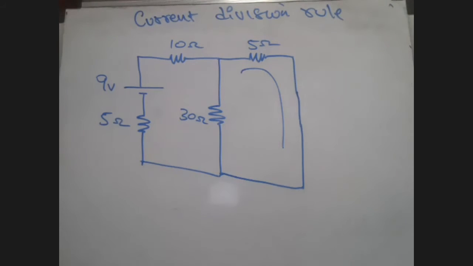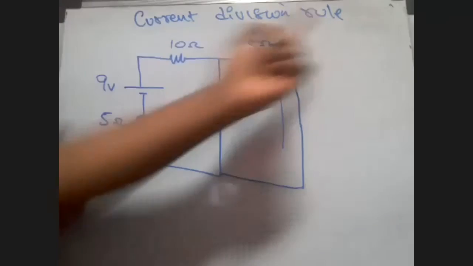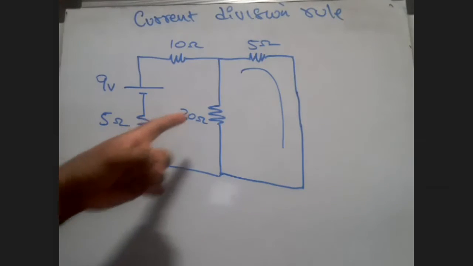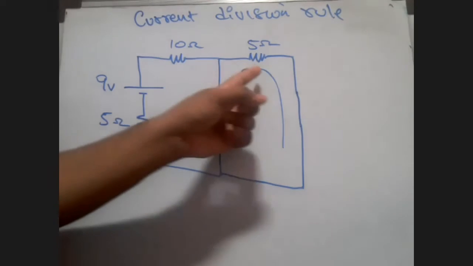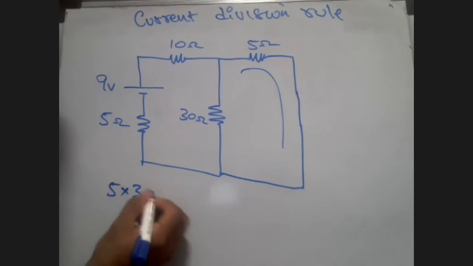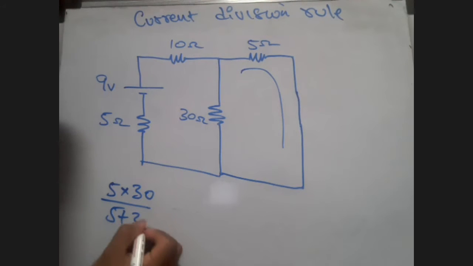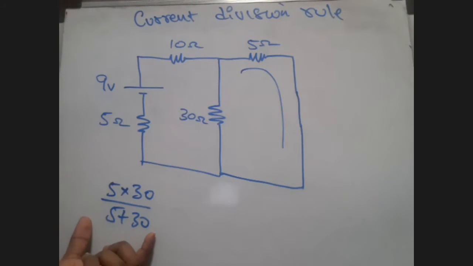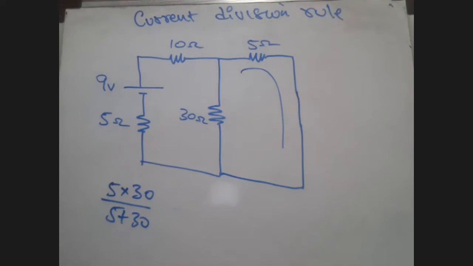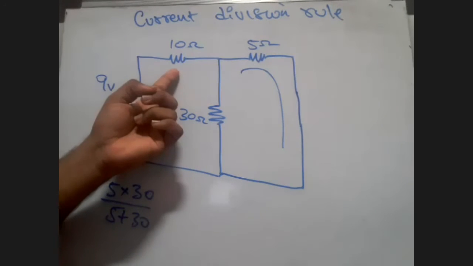So if you have to find the current through this branch, using which rule? Current division rule. First of all, you have to find the total current in this entire circuit. For that, simply find R equivalent. Here you can see 5 and 30 are parallel to each other, so you apply the formula 5 into 30 upon 5 plus 30. This parallel equivalent of these two resistors will be in series with 10 ohms and 5 ohms.